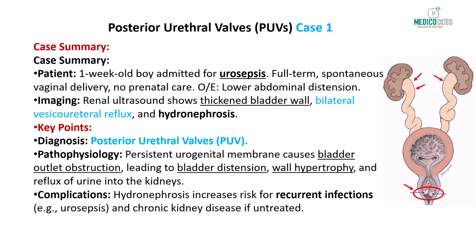This condition is caused by a persistent urogenital membrane, which results in bladder outlet obstruction. This obstruction leads to bladder distension, hypertrophy of the bladder wall, and vesicoureteral reflux, all of which are seen on his imaging. The reflux of urine back into the kidneys causes hydronephrosis, which increases his risk for recurrent infections like urosepsis. The clinical signs and ultrasound findings are classic for bladder outlet obstruction, and this can be a critical condition if left untreated. The pressure within the bladder and urinary system can damage the kidneys over time, leading to long-term complications such as chronic kidney disease.